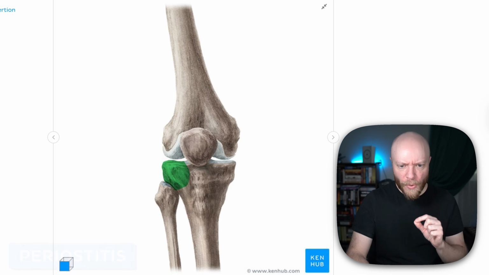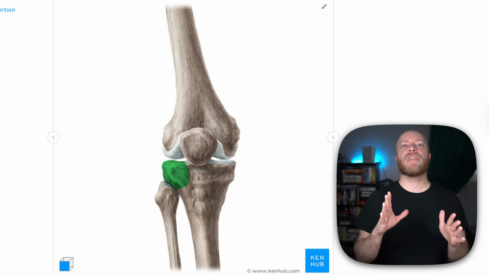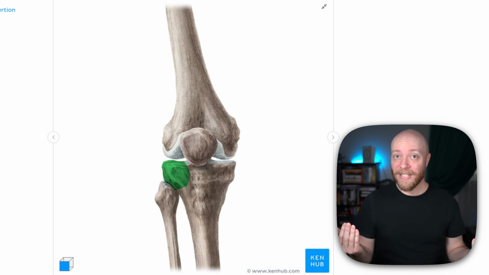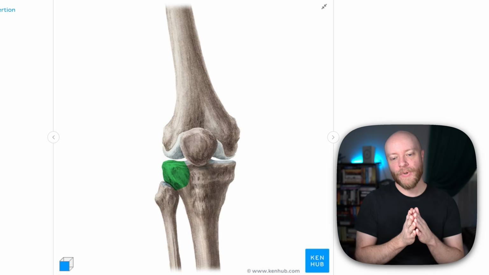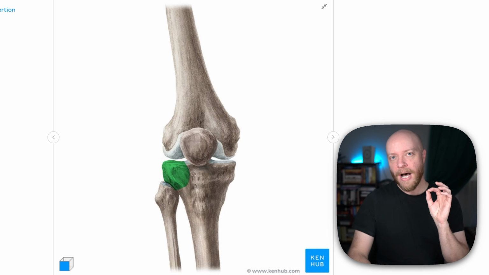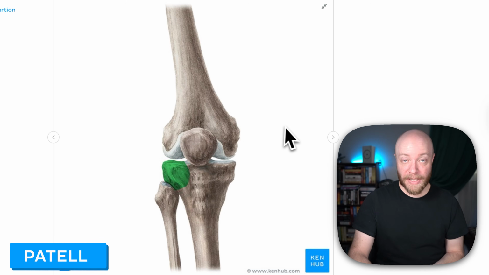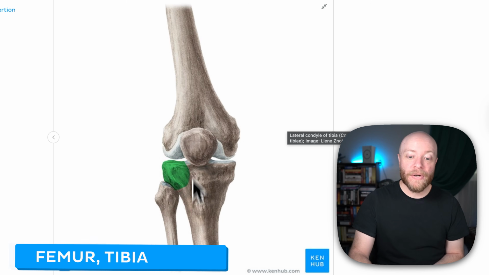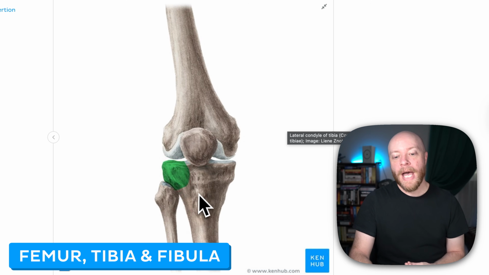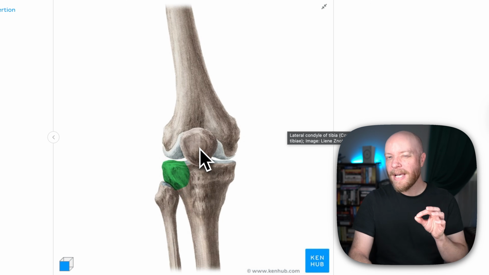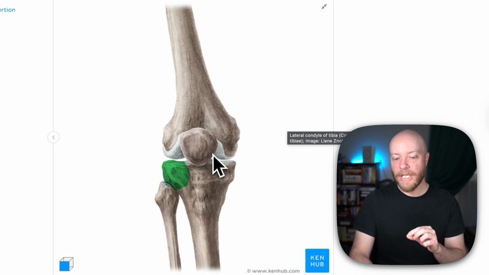So I'm going to go over here, and we're going to look at the origins. And I say origins because there are multiple for this muscle. This is an anterior view of the knee. We can tell because we can see the patella. You can also see the femur, the tibia, and the fibula. But the patella is the real giveaway that this is an anterior view of the knee joint.